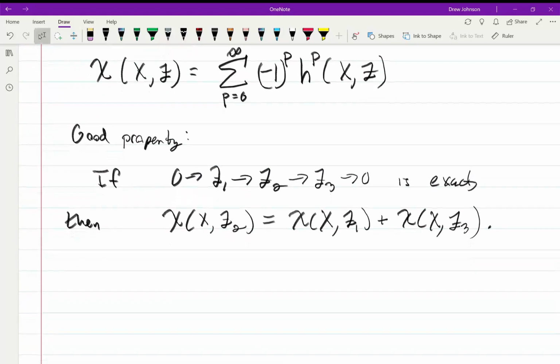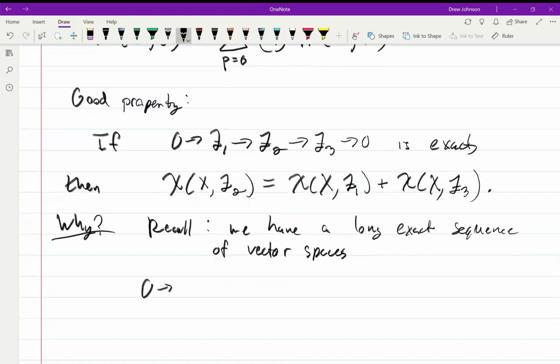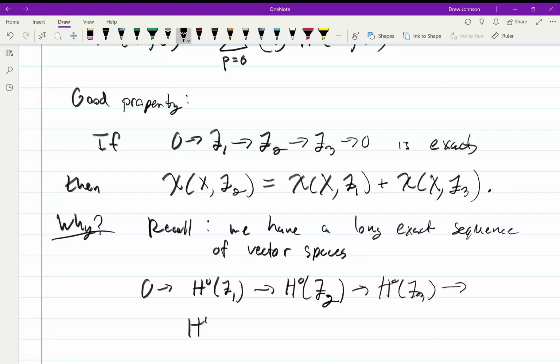Okay, why does this work? The thing we should recall is we have a long exact sequence of vector spaces like this, right? Let me not write X, I'll just write h0 of the F's, and then h1 of F.